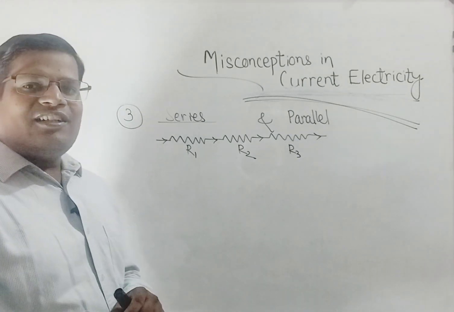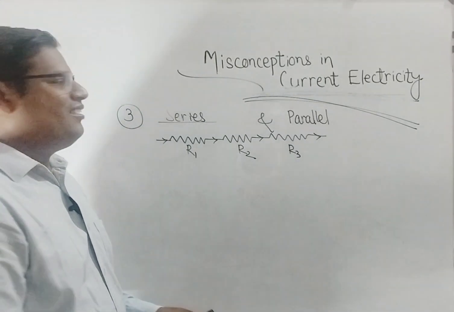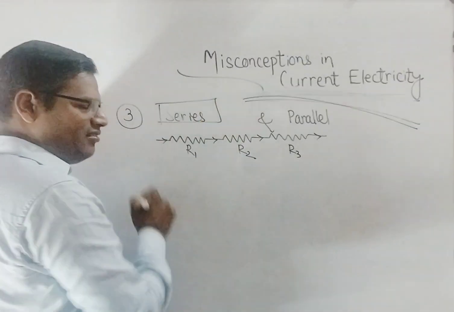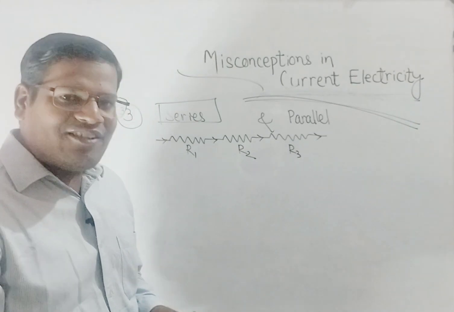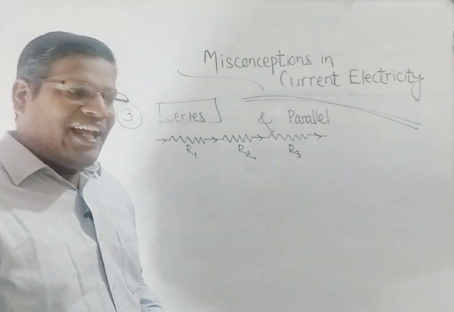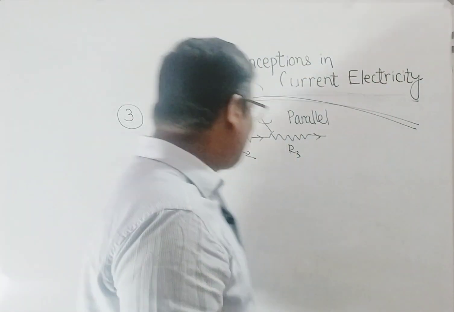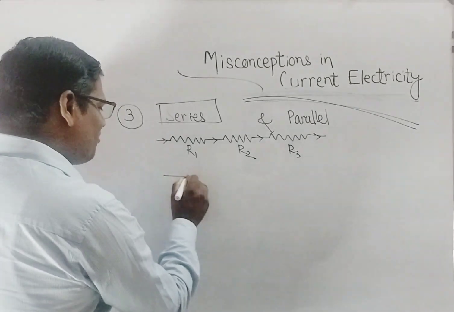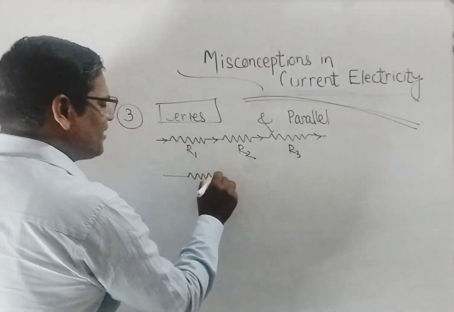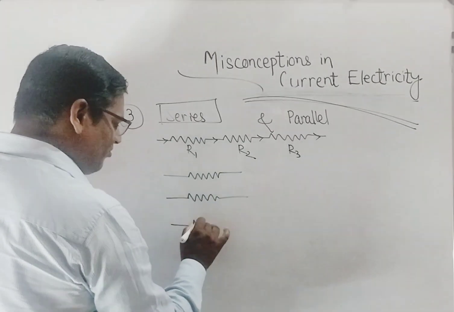Now it doesn't matter whether they are in a straight line or whether they are not in a straight line. I am talking of series combination. So the criteria is not to see whether they are in a straight line or not. It is to see whether the same current is flowing through all of them. Sometimes they may not be in a straight line like this. Sometimes the resistors may be like this.